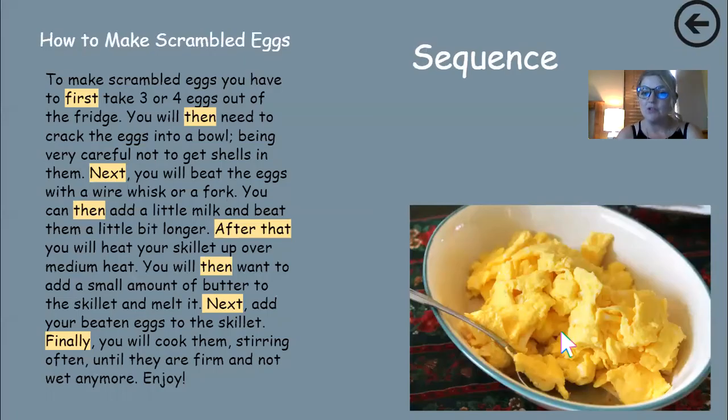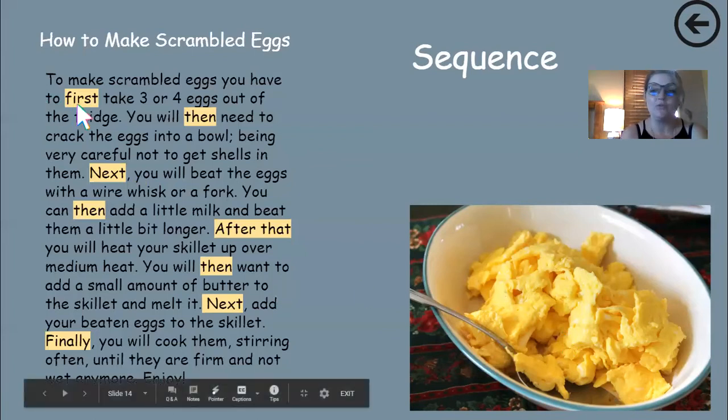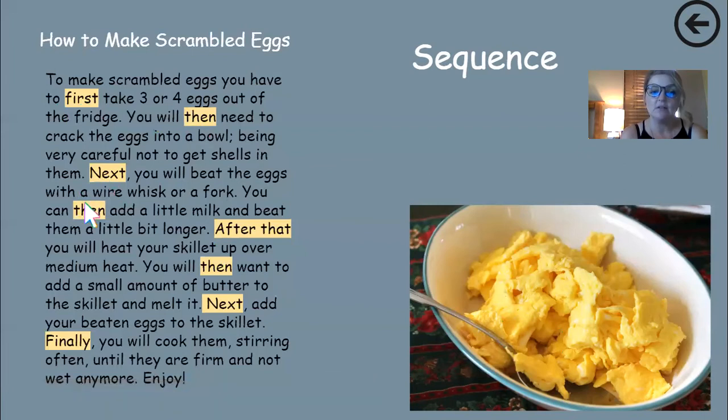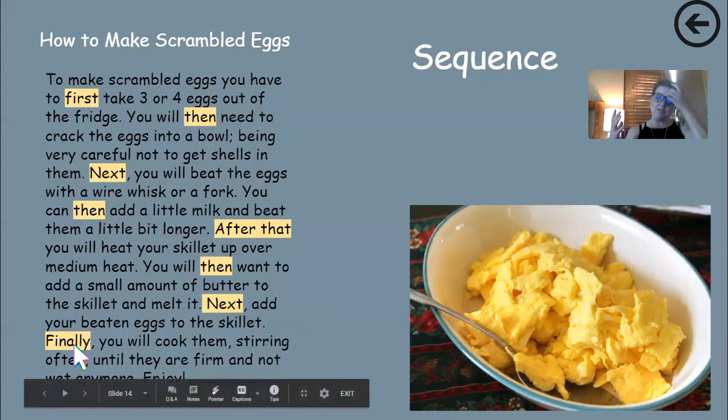Okay, there's our scrambled eggs. And all the words highlighted are our clue words as to sequence. So we have right here highlighted the word first, then, next, then again, after that, then, next, and finally. So that tells us we're dealing with a sequence.